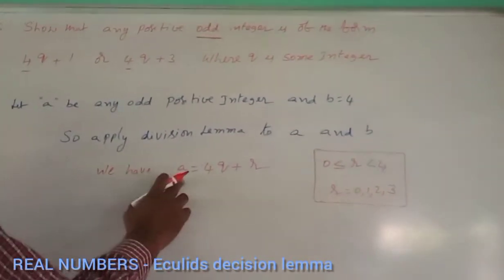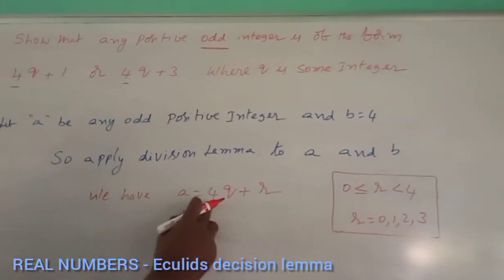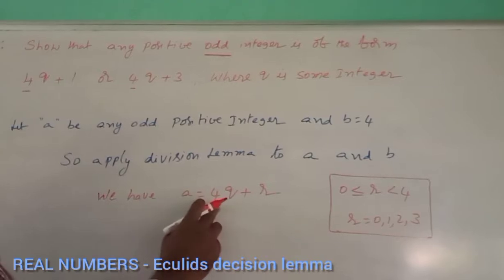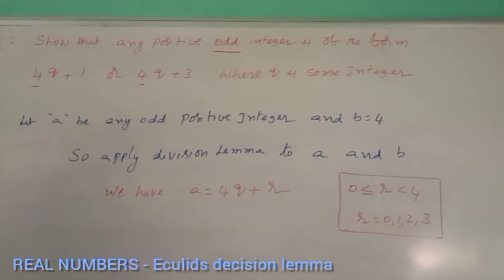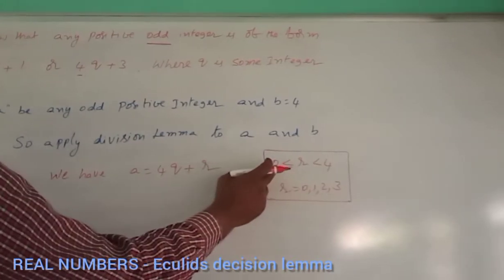We have A is equal to BQ plus R. The B value is 4. So A is equal to 4q plus R, where R takes the values starting from 0.